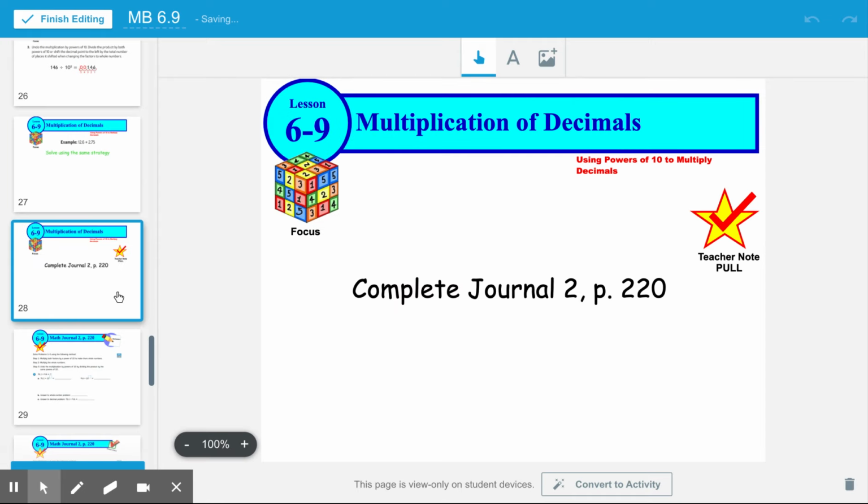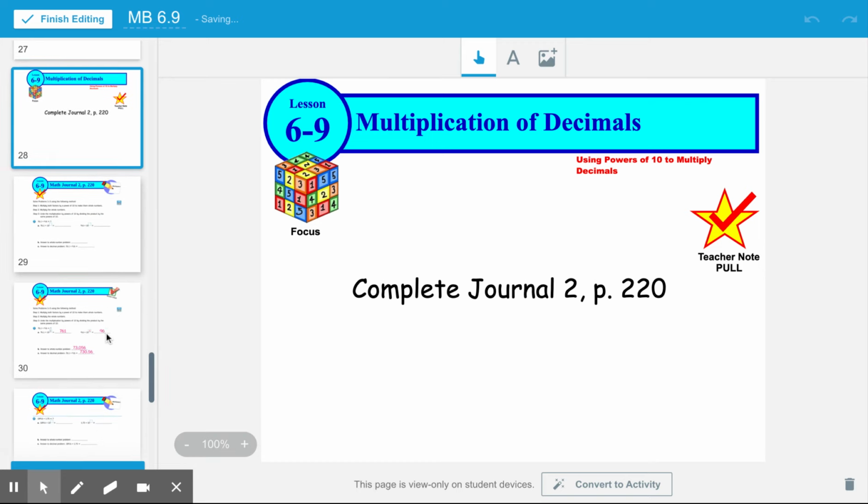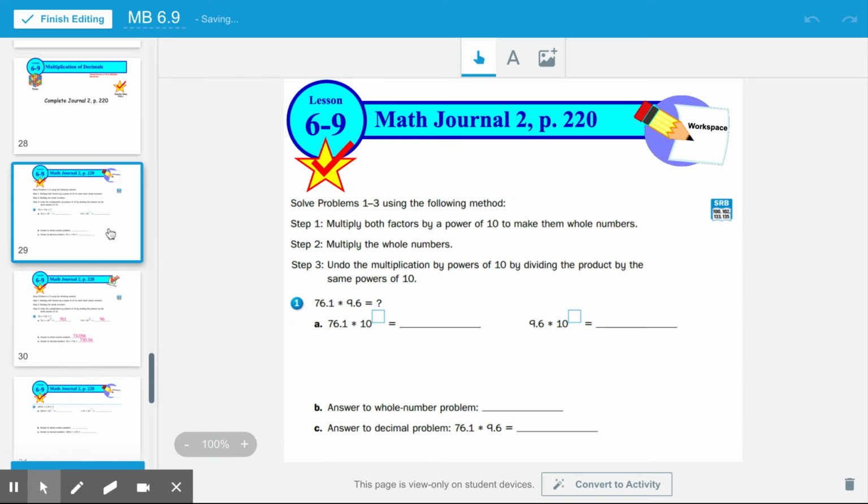Your job now is to finish page 220. So if you take a look at page 220, number 1, they have the steps at the top for you. Solve problems 1 through 3 using the following method. Step 1, multiply both factors by a power of 10 to make them whole numbers. Step 2, multiply the whole numbers. Step 3, undo the multiplication by powers of 10 by dividing.